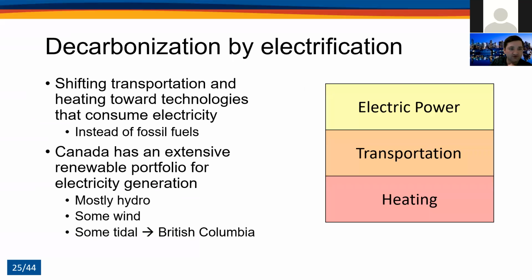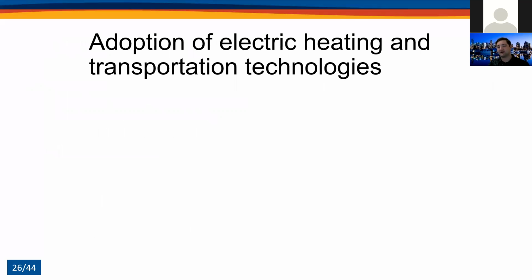So we'll talk about the first one, which is decarbonization by electrification, where we're trying to shift transportation and heating toward technologies that consume electricity instead of fossil fuels. Now, Canada has a unique opportunity to do this because Canada has an extensive renewable portfolio for electricity generation. Mostly hydro, there's some wind, some tidal, and also some solar resource that some people are taking advantage of. Essentially, what I want to do with my own research is develop agent-based adoption frameworks for electric heating and transportation technologies. The reason is that a few questions come up with this.